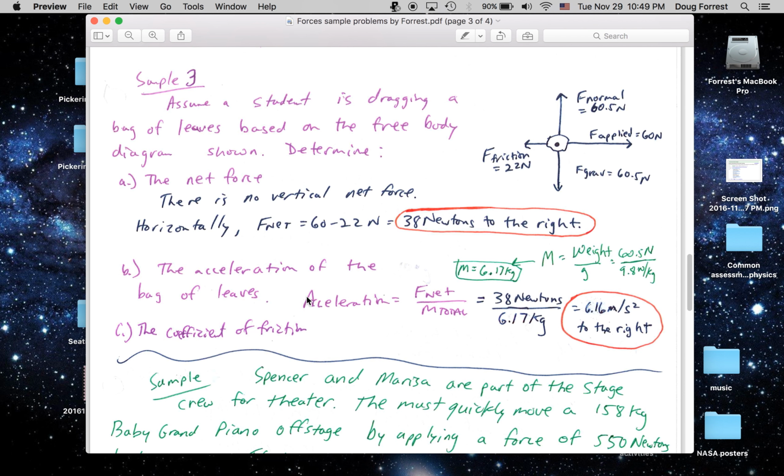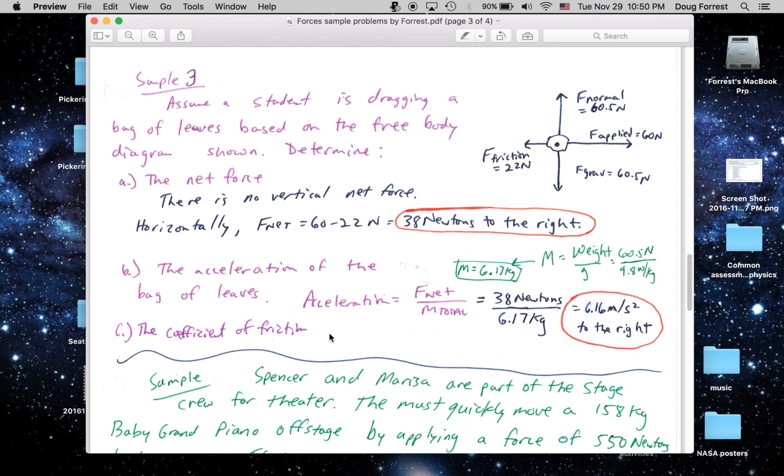If I want to find the acceleration of the bag of leaves, it's F net over m total, 38 newtons. How do I get that mass? Well, if weight is equal to mass times gravitational acceleration, then mass equals weight divided by gravitational acceleration. So that's 60.5 newtons divided by 9.8 newtons per kilogram. That's 6.17 kilograms. So I needed this, but I didn't have it directly, and that's why I solved for it in the green up here. So I have 38 newtons divided by 6.17 kilograms, and have an acceleration of 6.16 meters per second squared to the right.